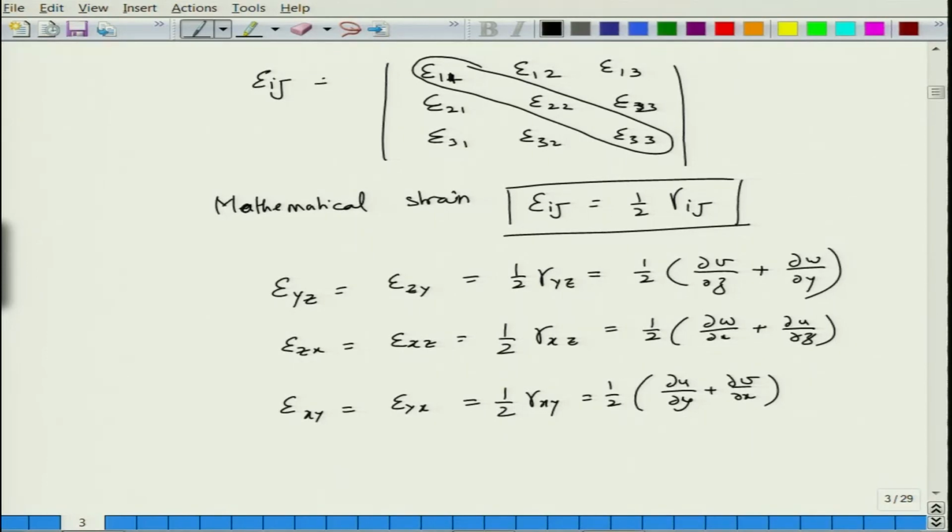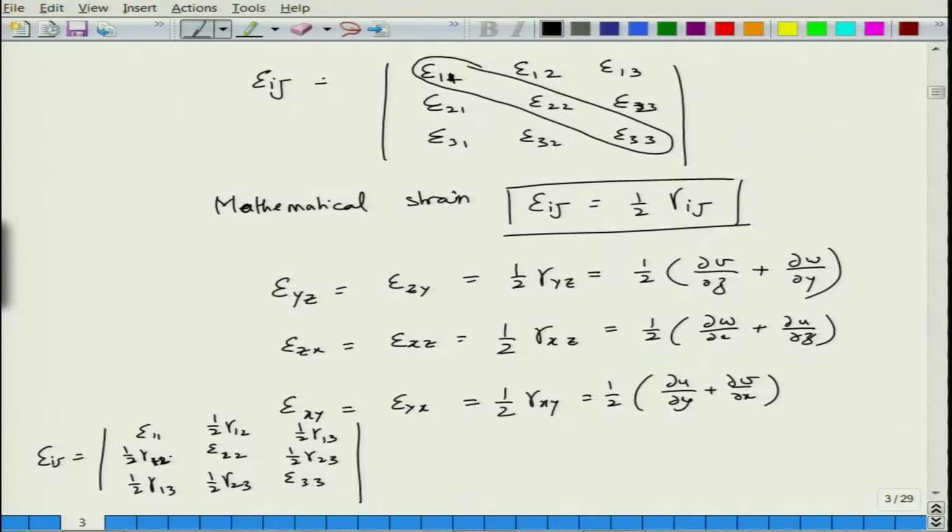If you now replace these terms there, epsilon ij becomes epsilon 11, epsilon 22, epsilon 33 on the diagonal. Then we have half of gamma 12, half of gamma 13, half of gamma 21 or 12, half of gamma 23, half of gamma 13 and half of gamma 23. So, this is what the strain tensor is going to look like.